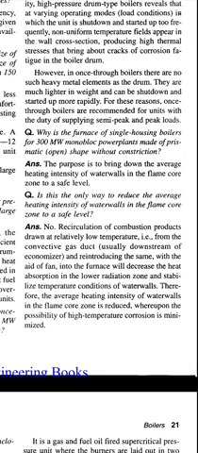Answer is no. Recirculation of combustion products drawn at relatively low temperature, meaning from the convective gas duct, usually downstream of the economizer, and reintroducing them with the aid of a fan into the furnace will decrease the heat absorption in the lower radiation zone and stabilize temperature conditions of water walls. Therefore, the average heating intensity of water walls in the flame core zone is reduced, whereupon the possibility of high temperature corrosion is minimized.